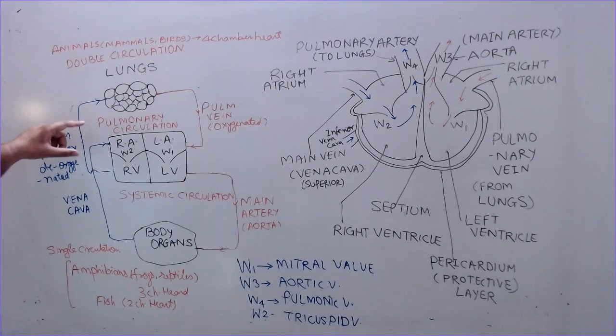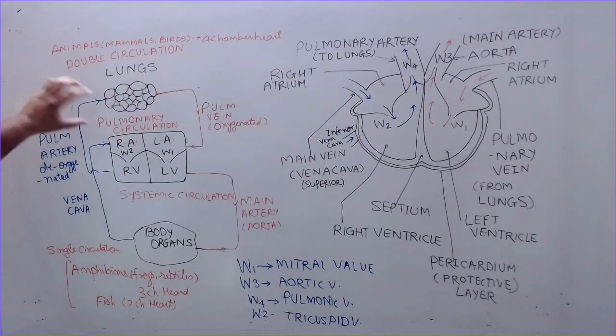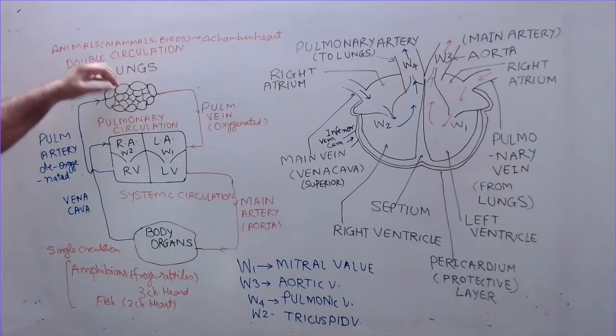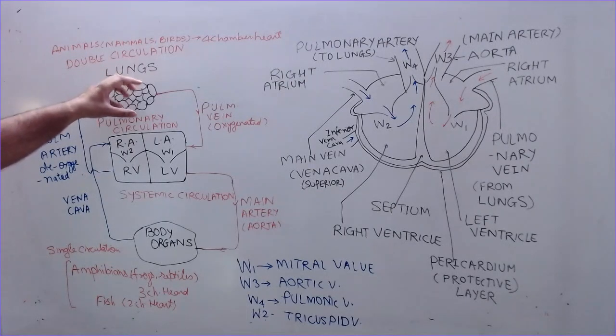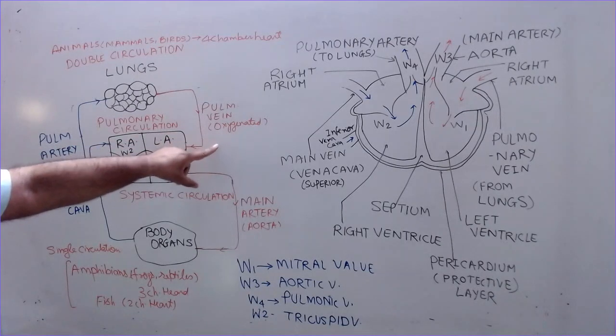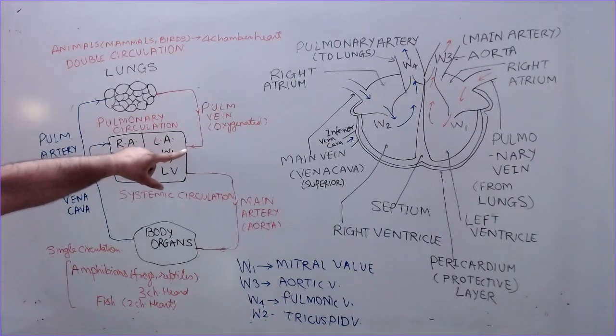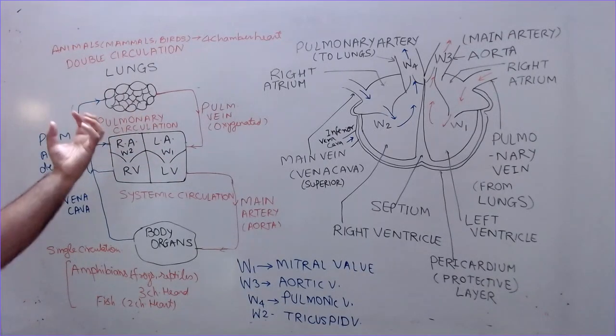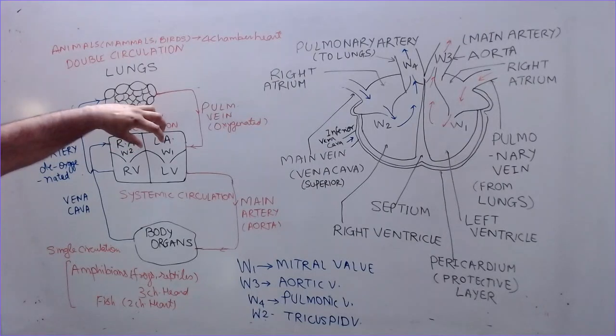So when the blood is circulating, these are the lungs. The oxygen which is absorbed here by the lungs mixes with the blood, and this red colored oxygenated blood is moving through the pulmonary vein into the left atrium. LA means left atrium. First it enters into the atrium. When it contracts, first it relaxes, then the blood enters.